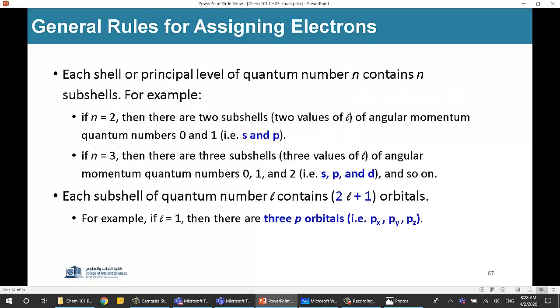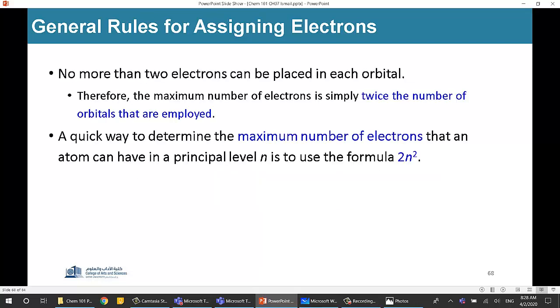To summarize here, each shell or principal quantum number n contains n subshells. For example, for n equals 2, there are 2 subshells, which are 2s and 2p. For n equals 3, there are 3s, 3p, and 3d, and so on. And each subshell of quantum number L contains 2L plus 1 orbitals, and this is a good rule. For example, if L is equal to 1, then there are 3 p orbitals, and so on. So you can calculate how many orbitals there are in each subshell from this rule.